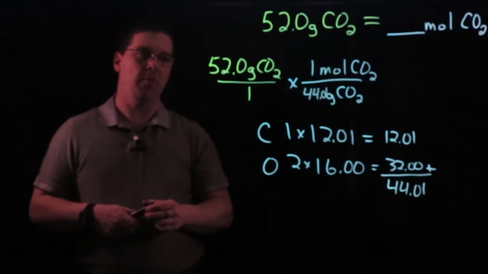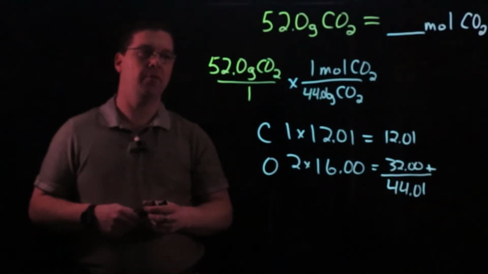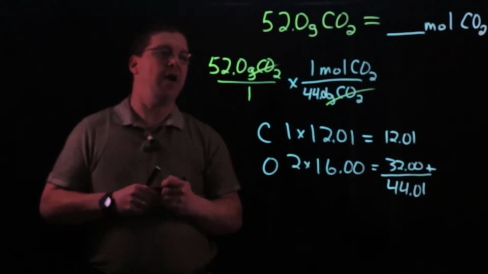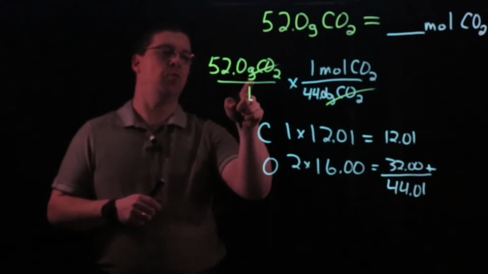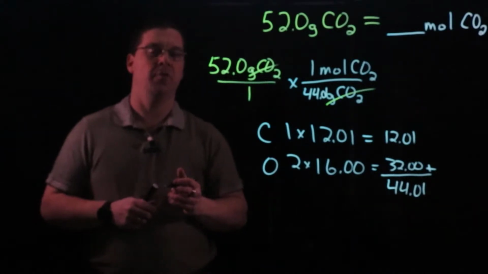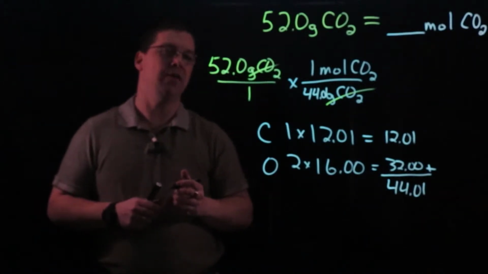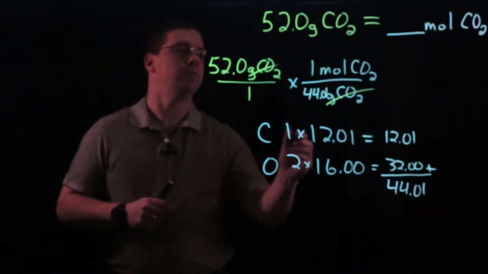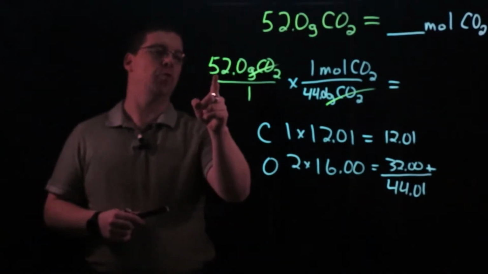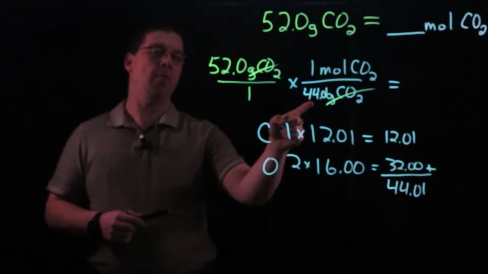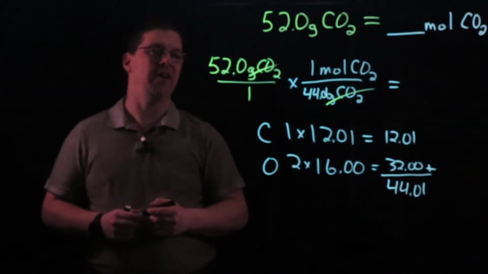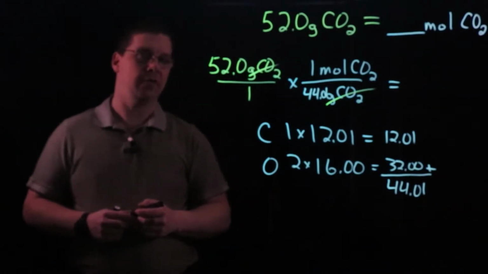Now that I have my molar mass, I can factor my gram units out, and then I can solve. When I do the math, I'm going to take my numerator, 52.0 grams, divided by the denominator, 44.01, and I'm going to end up with 1.18 moles of CO2.